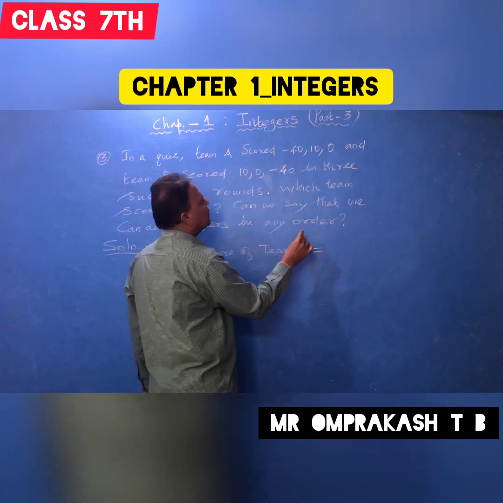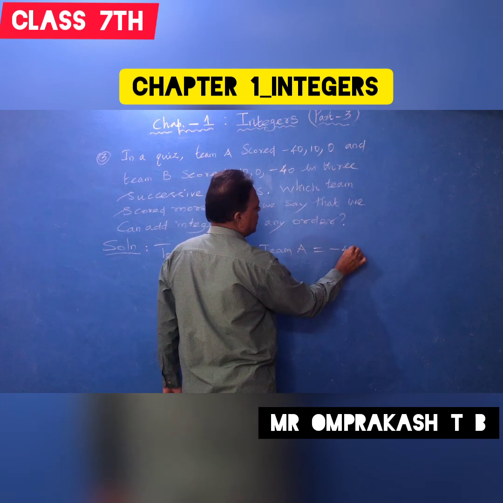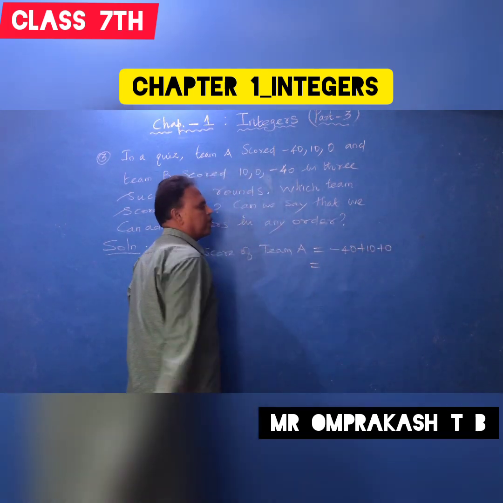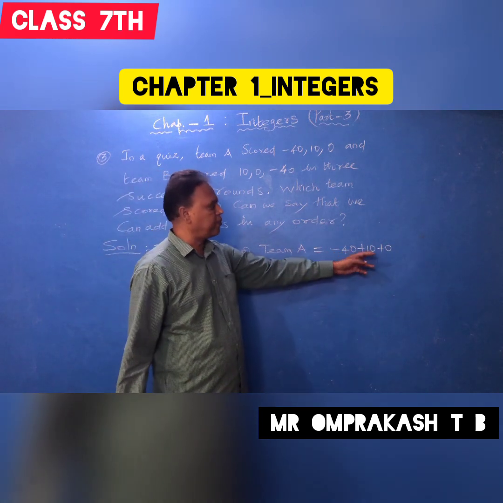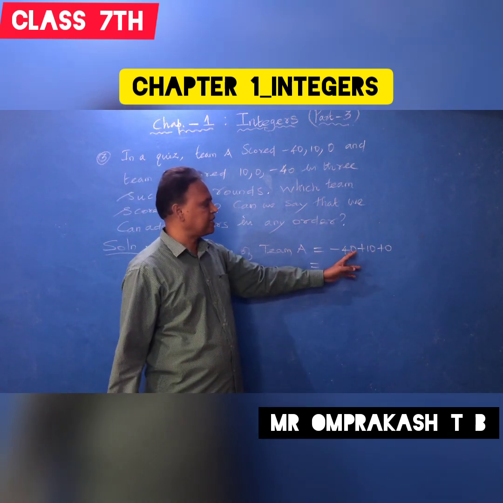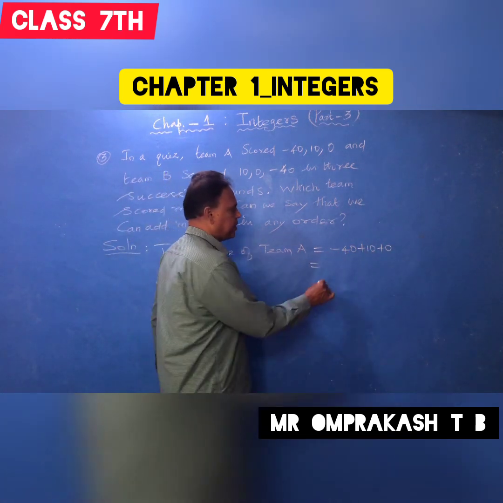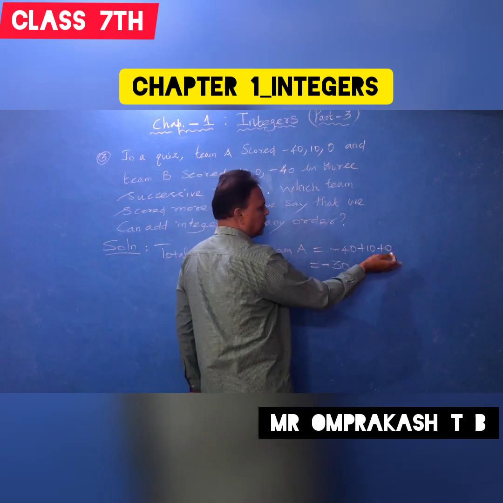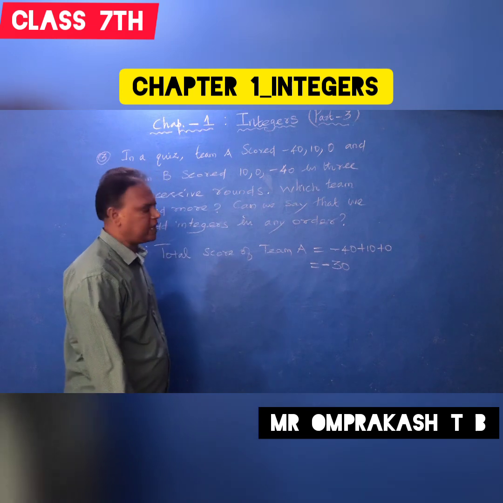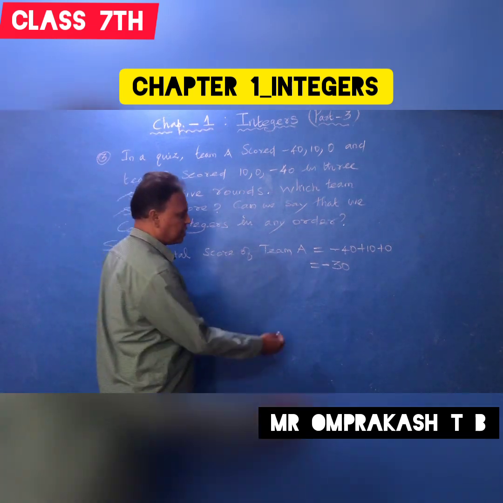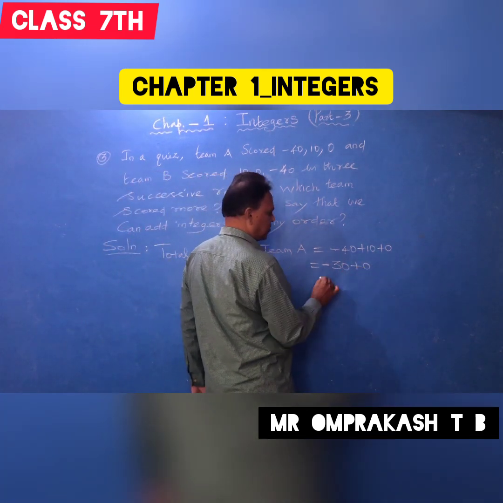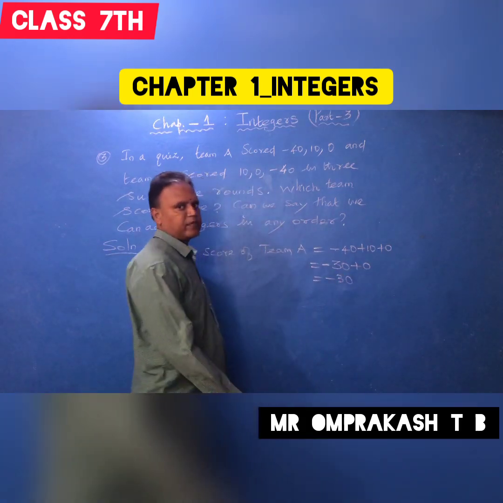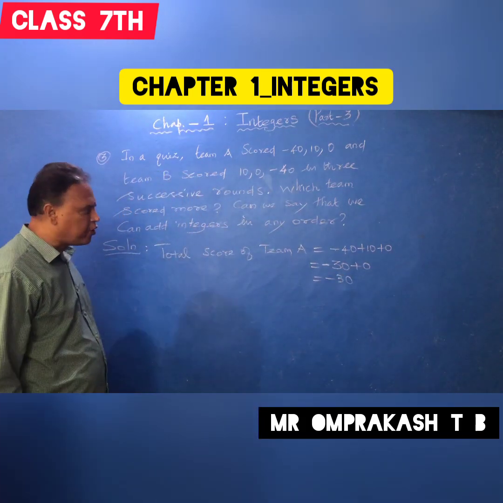Total score of team A is equal to minus 40 plus 10 plus 0. That means minus 40 plus 10. Both are having different signs, so subtract. 40 minus 10 is 30. The bigger number's sign, put minus. Plus 0 you can ignore. Okay, for understanding purpose you write: minus 30 plus 0 means again minus 30 only you will get, because 0 is an additive identity.